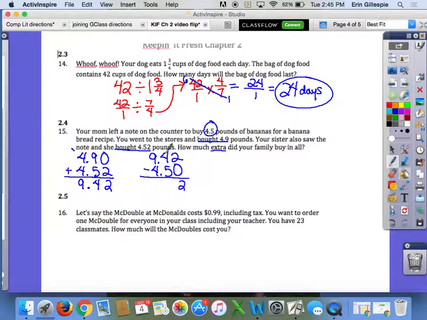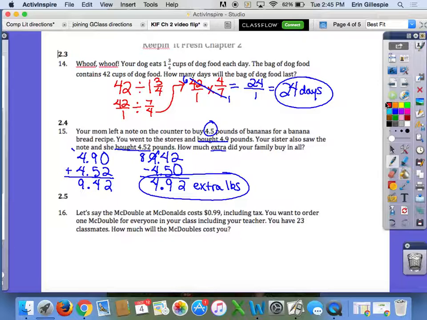I cannot take 5 away from 4, so I'm going to need to borrow from the 9. 14 minus 5 is 9, and 8 minus 4 is 4. Bring down the decimal. So we bought 4.92 extra pounds of bananas.